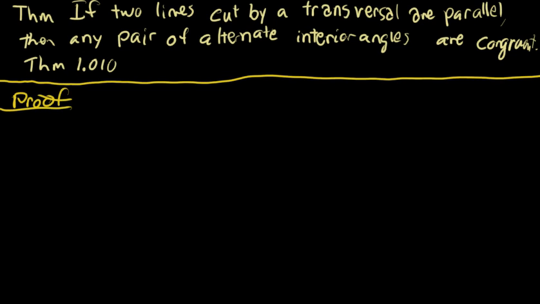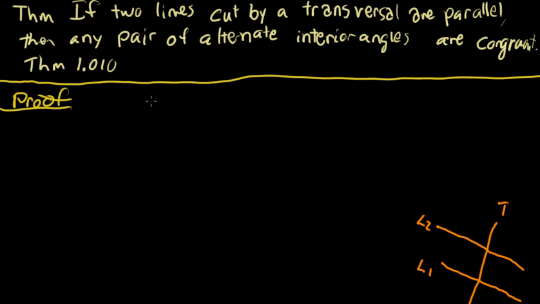Proof. First thing we need to do is draw a picture to make this easier to understand. Let's draw it down here. It's a little bit longer proof than normal. So we'll have two lines, L sub 1 and L sub 2, cut by some kind of transversal. And we need to say that any pair of alternate interior angles are congruent.